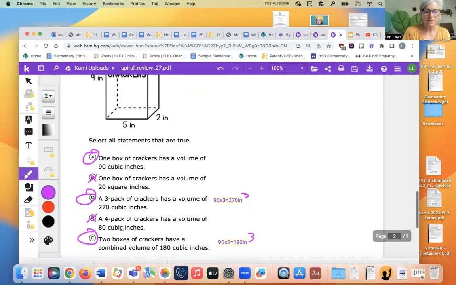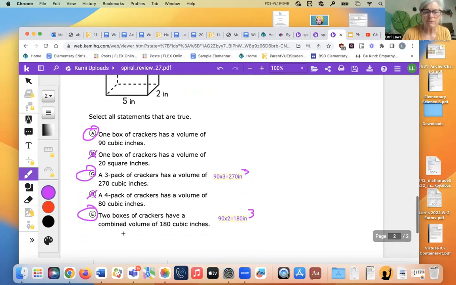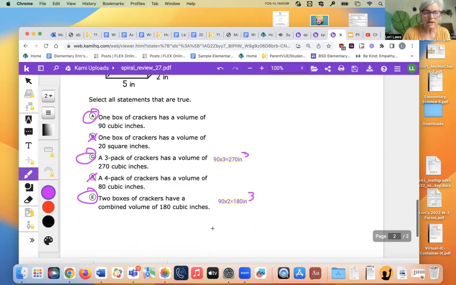A 4 pack has a volume of 80. No, that's insane. How could 4 packs have less than a 3 pack? Number E, 2 boxes of crackers have a combined volume of 180 cubic inches. Well, 90 and 90 is 180. So, yep. It's true. It's true. Okay.